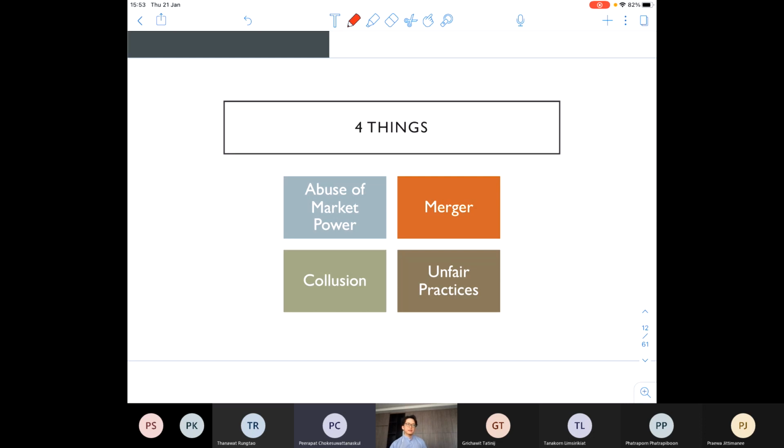That's the structure of the law, but let's talk about four main things that this law covers. The first is the abuse of market power. We're going to come back to this anyway, but let me tell you this concept briefly.